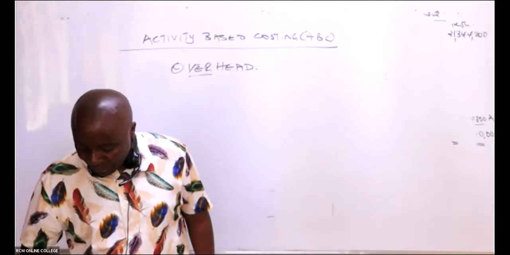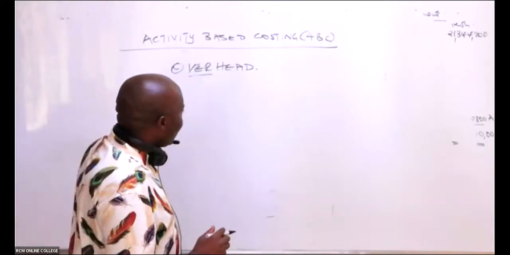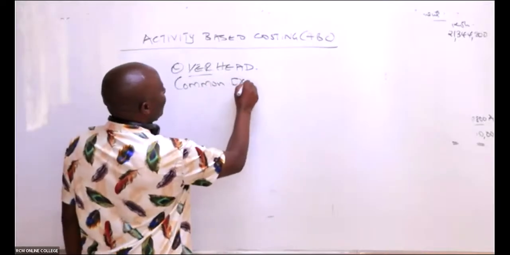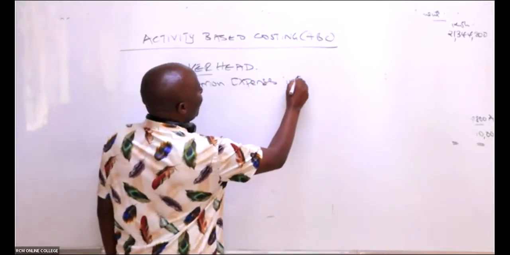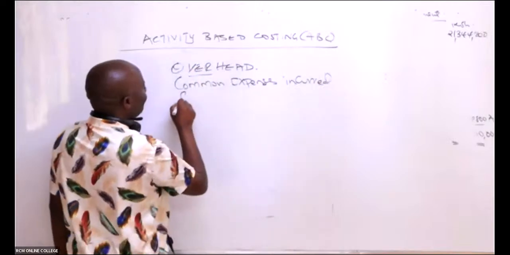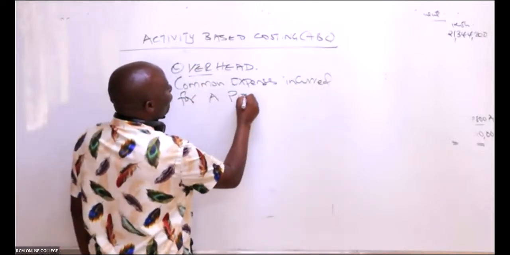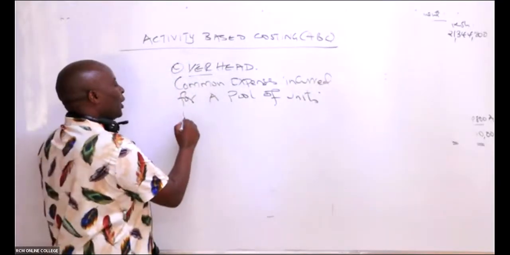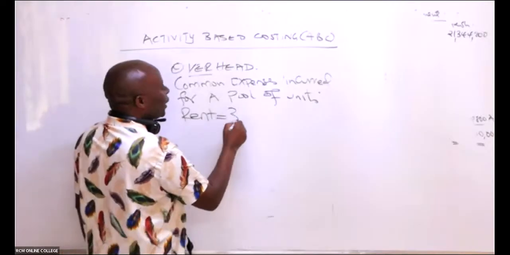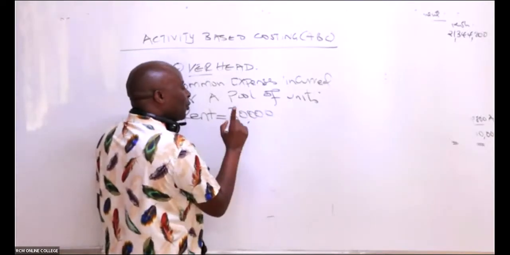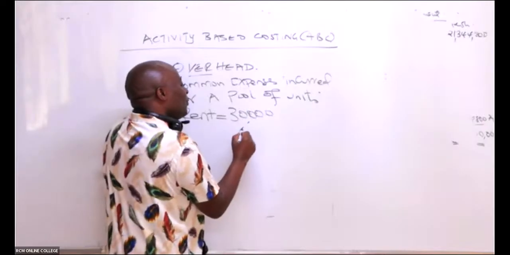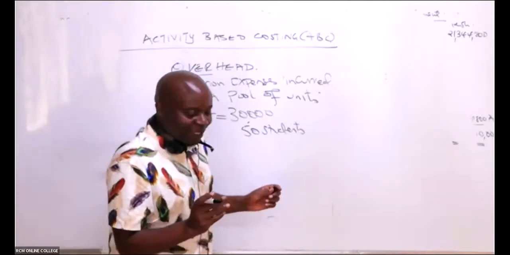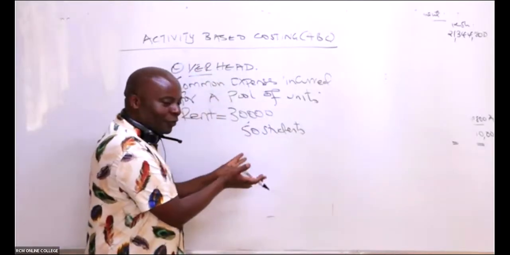There are common expenses incurred for the benefit of what here? Many units. Common expenses incurred for a pool of units. They could be 100 units. So for example, when we pay rent of say 30,000 for this room, and we are paying this for 50 students to be comfortable, the room can accommodate like 50 students. So you see the rent paid here, 30,000, is common for the 50 students.